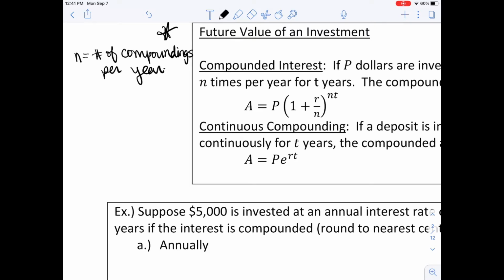Some of the common words that we will see in word problems will be that it will be compounded annually. And annually means that N would be equal to 1. We also have semi-annually.